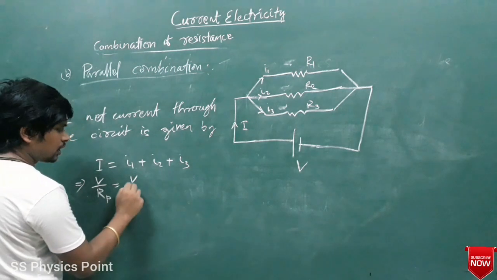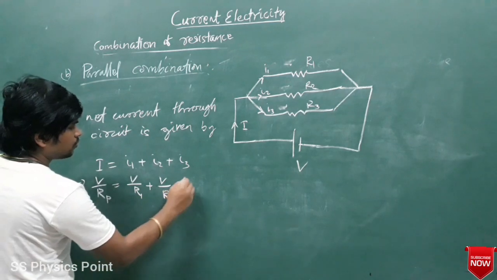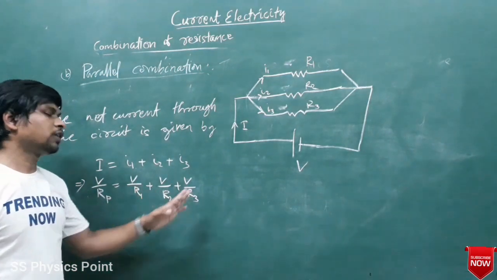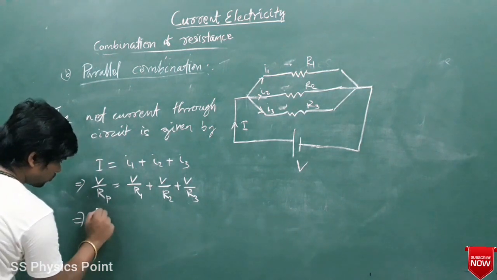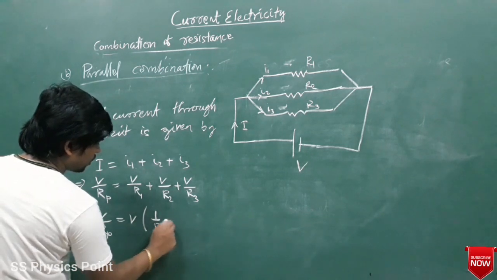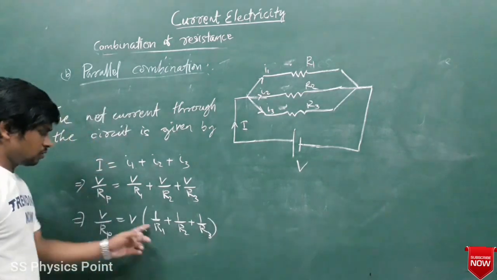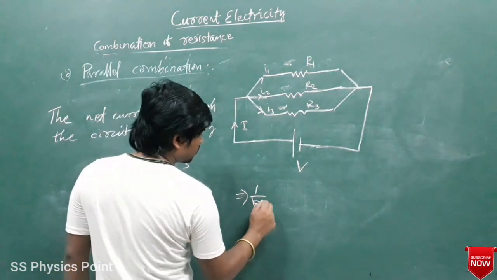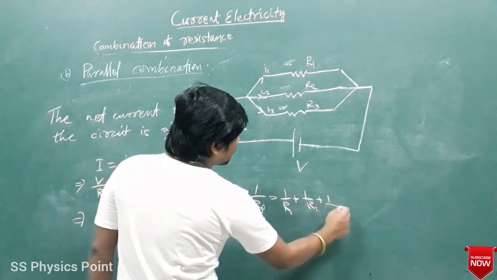V potential is same across each resistor, so V by R1 plus V by R2 plus V by R3. I am not writing V1 by R1 because the potential across each resistor is the same. So just take V common. So V by Rp will be V into 1 by R1 plus 1 by R2 plus 1 by R3. So V will get cancelled out. So finally 1 by Rp will be how much? Remember, 1 by R1 plus 1 by R2 plus 1 by R3.